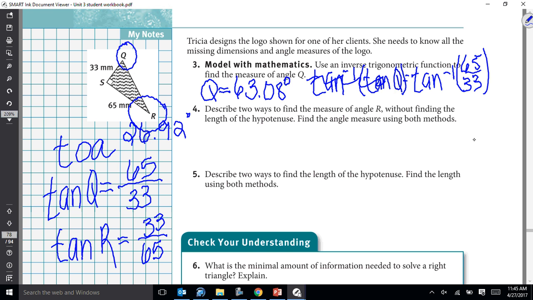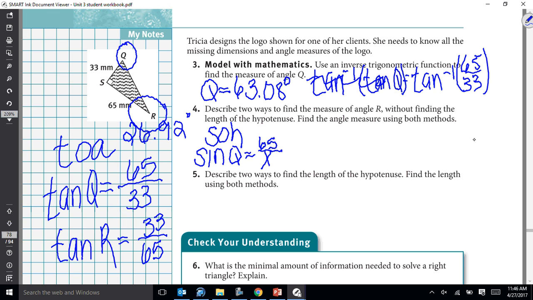So if we're using SO, sine, here's sine. Now it depends which angle you're looking at, right? So does it matter which one you use? As long as it's Q or R. So if we're setting it up for Q, sine of Q, what's our opposite side from Q? 65. And our hypotenuse is what we're trying to find, right? I'm going to call it X for now. Oh, and we know what Q is now, right? It is 63.08. So make sure you put that in.